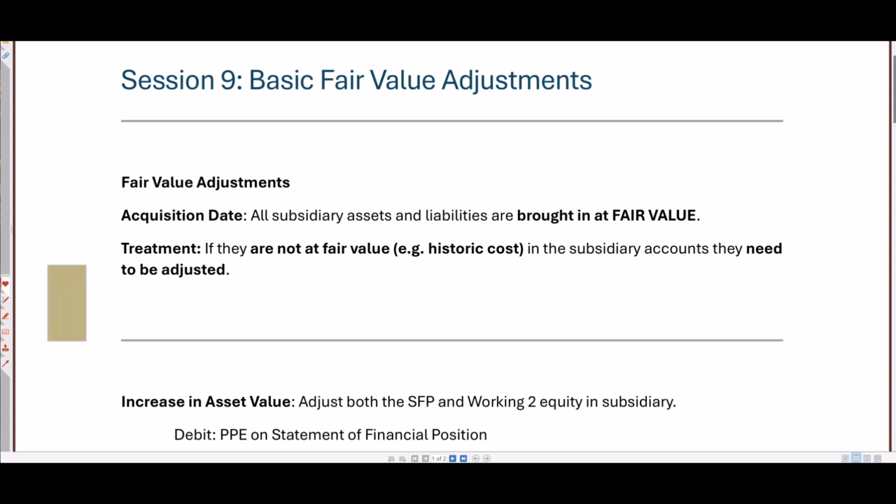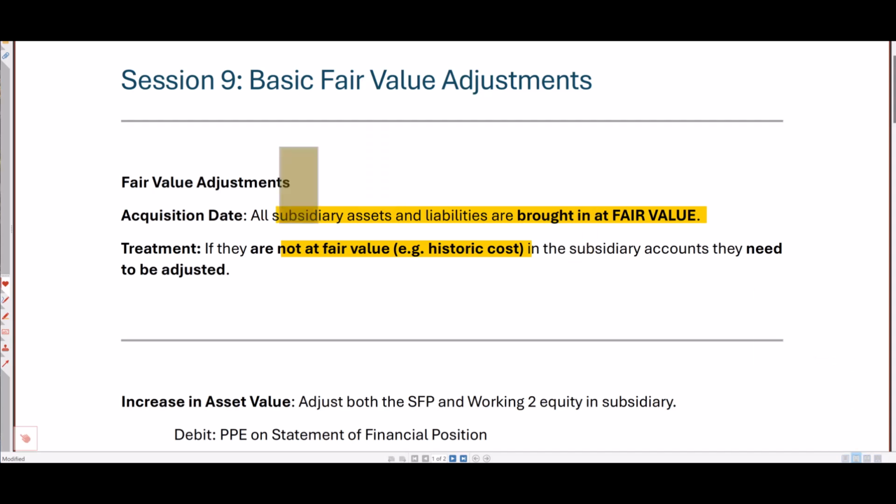Well, it all comes from this rule. On the acquisition date, all of the subsidiary assets and liabilities need to come into the group at fair value. Okay, that is a rule. It's in the IFRS, so we need to bring everything in at fair value. However, they might not be at fair value in the subsidiary set of accounts. So they might be in there, for example, at historic cost.